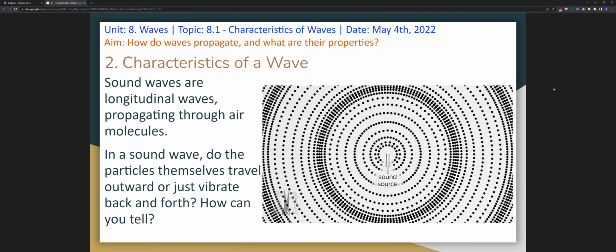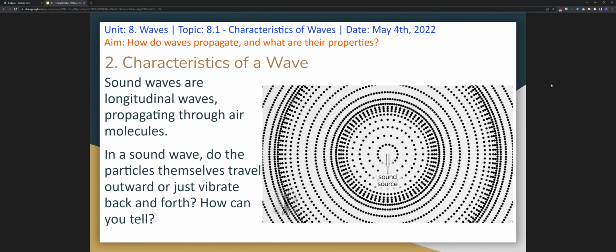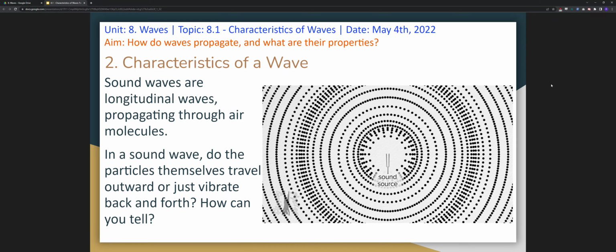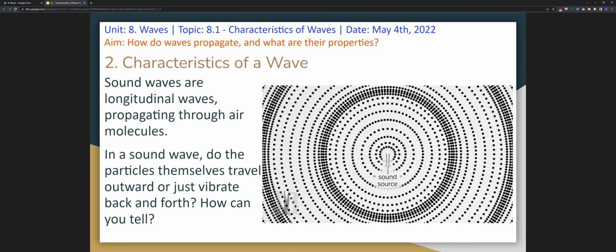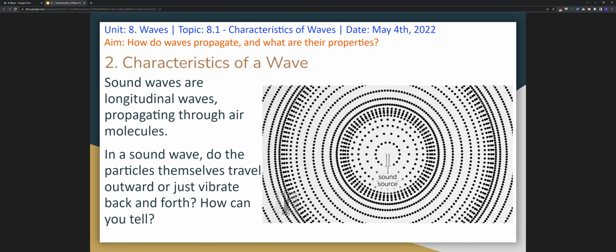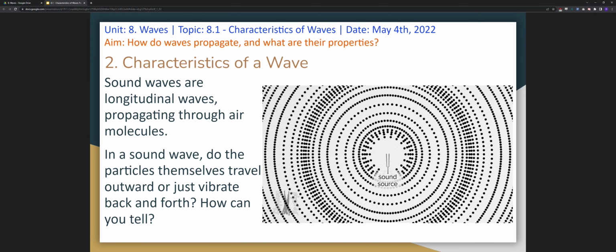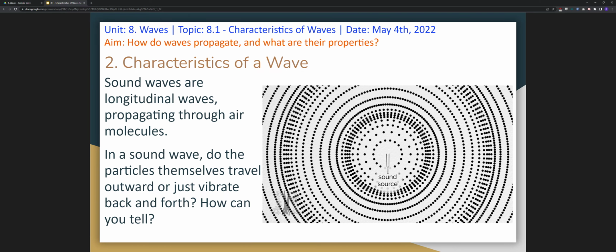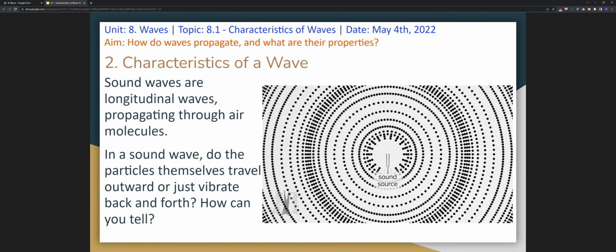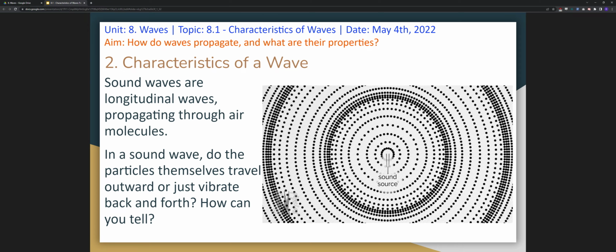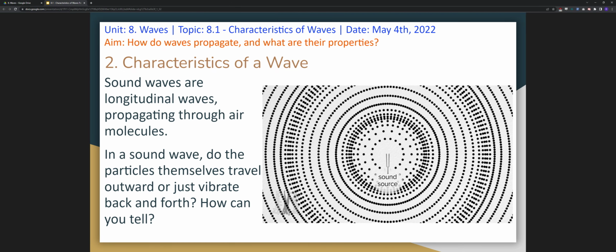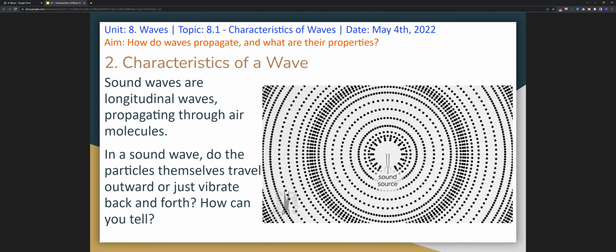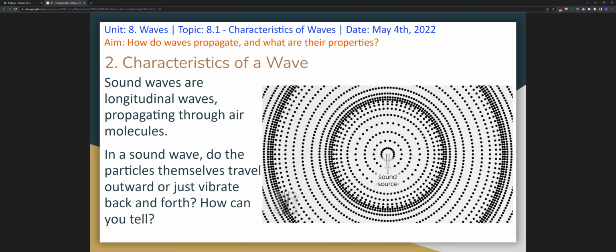So characteristics. What I'm showing you right now is a sound wave. And sound waves are longitudinal waves, which means they vibrate parallel to the direction of motion. And so they're propagating through air molecules, and so your air molecules are going to be your medium. And this is one really important question: in a sound wave, do the particles themselves travel outward or do they just vibrate back and forth? And how can you tell?